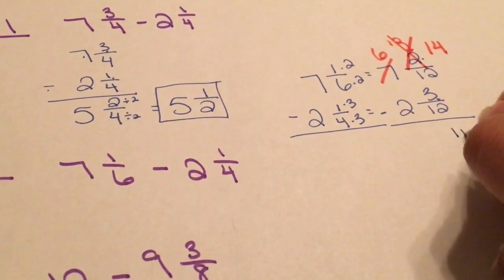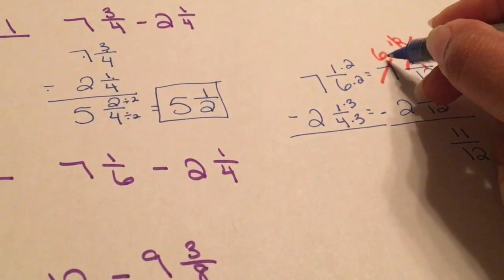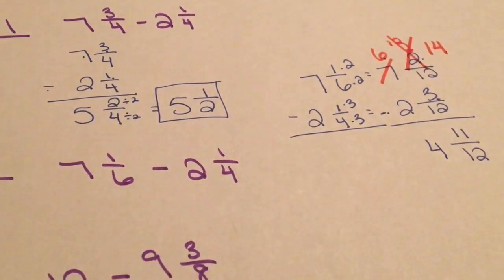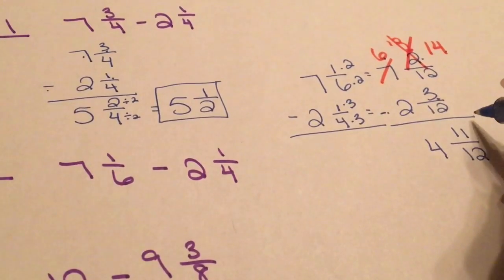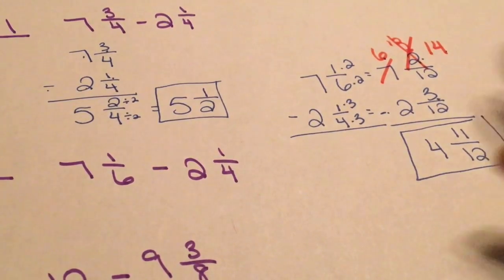Now that I've done that, I can go ahead and subtract. 14 minus 3 is 11. Keep that same denominator of 12. And then just subtract our new whole number, 6 minus 2, which is 4. We don't have to simplify here. Whew, good, because we had to do all that crazy borrowing. And so we're going to end up with a final answer of 4 and 11/12. Okay, if we didn't understand the borrowing, don't worry.